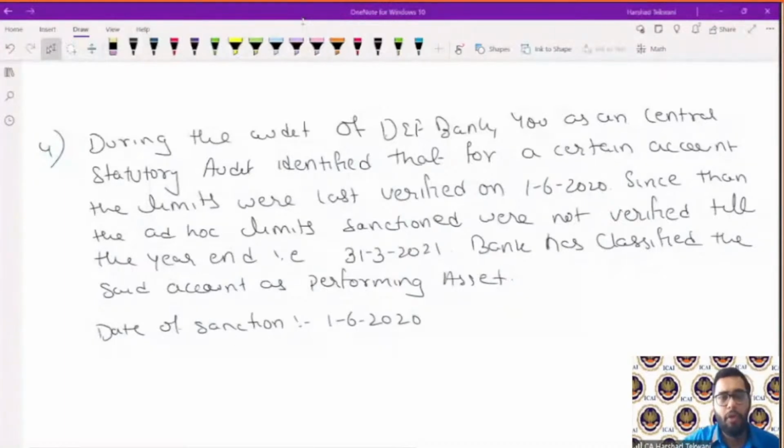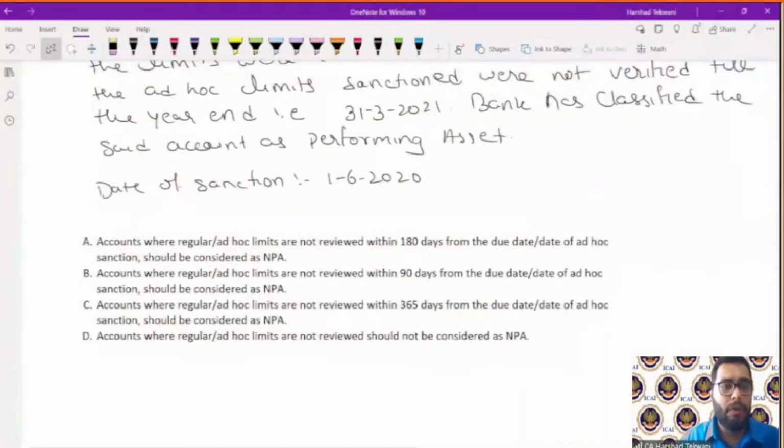Let me give you options also. Option A: accounts where regular or ad hoc limits are not reviewed within 180 days from the due date or date of ad hoc sanction should be considered as an NPA. Option B: where the limits are not reviewed within 90 days, the account should be considered as an NPA. Option C: the limit is 365 days. And the fourth option D: that account should not be considered as an NPA.